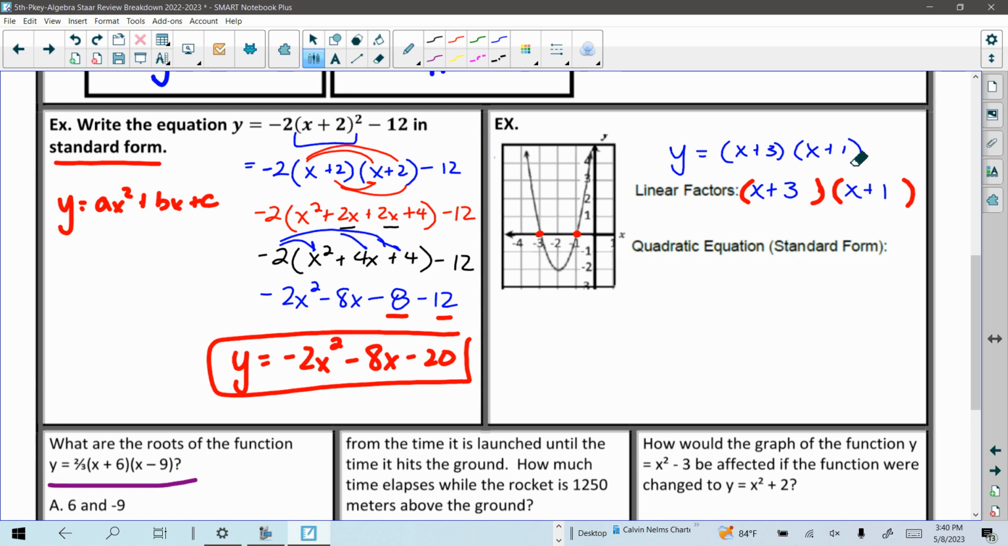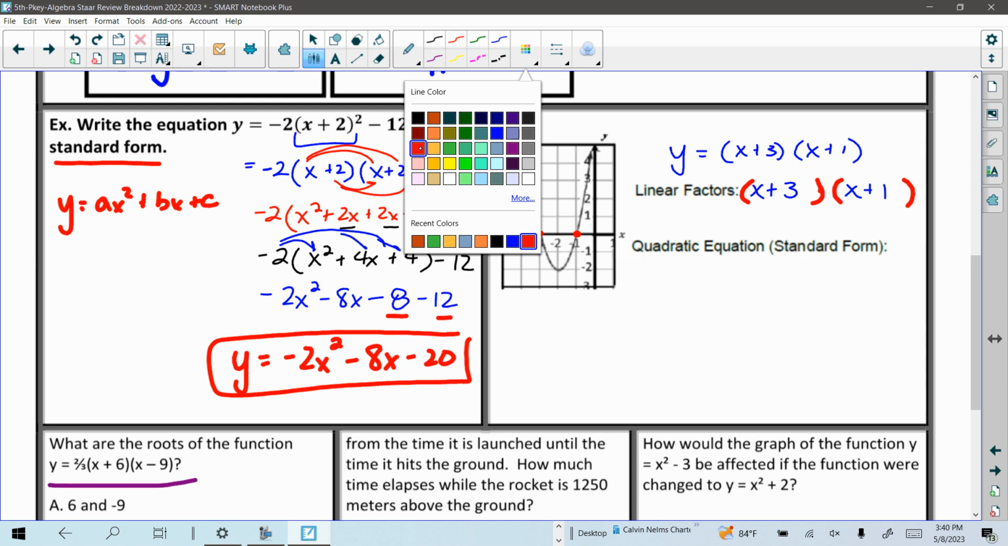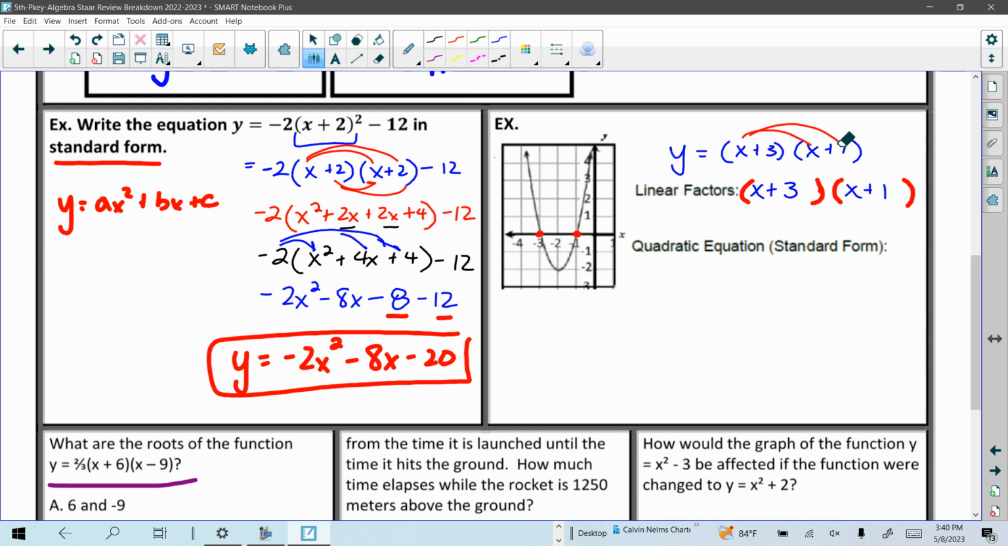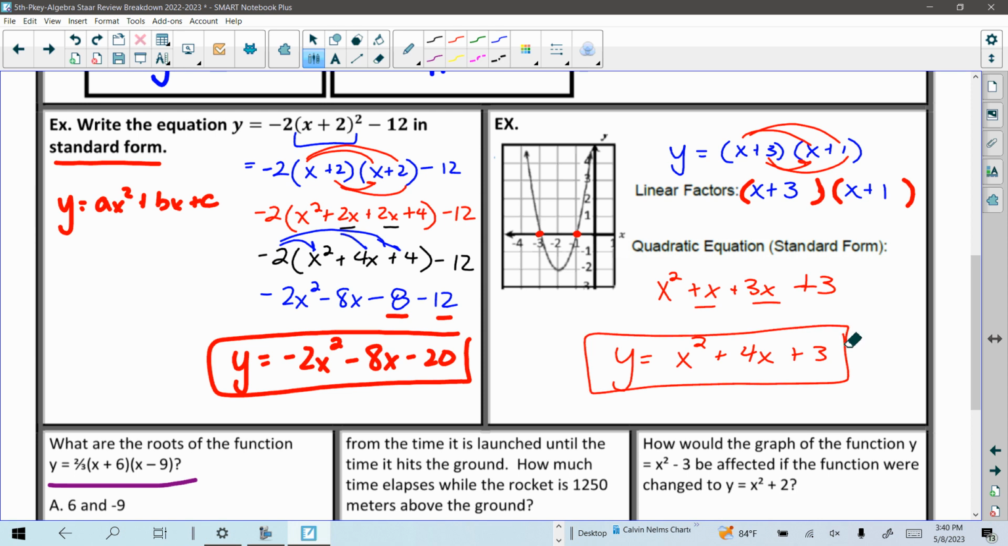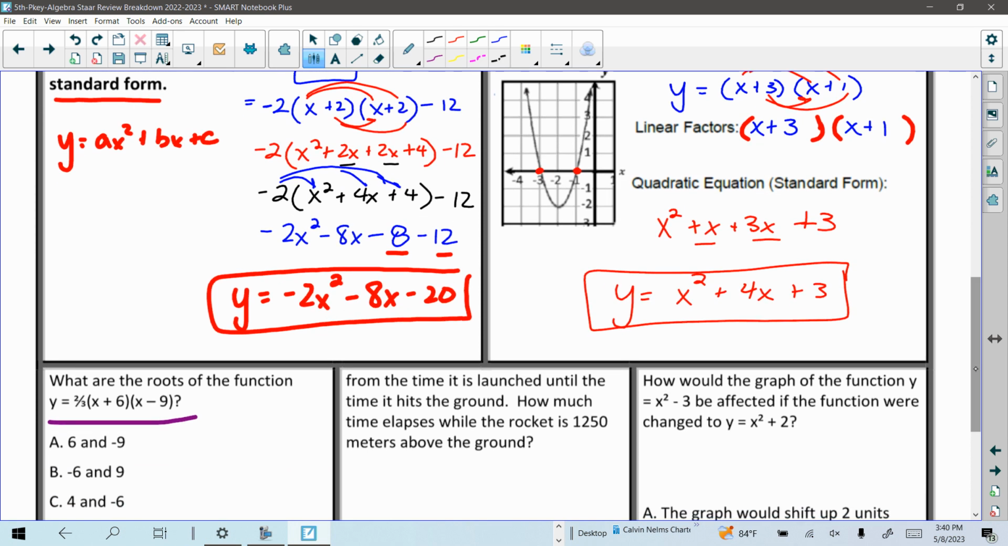Okay. Now, standard form, that means we're going to take these factors and do our FOIL to put it in standard form. So this would be x squared, then plus an x, then enter right here, plus 3x, plus 3. So we combine our like terms. Standard form is x squared plus 4x plus 3. They're not going to ask factor form, but they're definitely going to ask standard form.